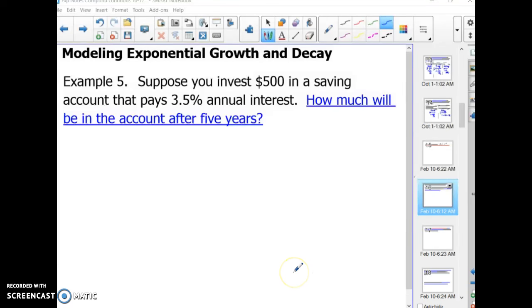Okay, so here we go. Suppose you have $500 in a savings account you want to put in, and it pays 3.5% annual interest. How much will you have after 5 years?